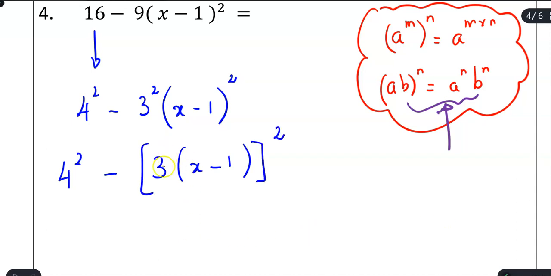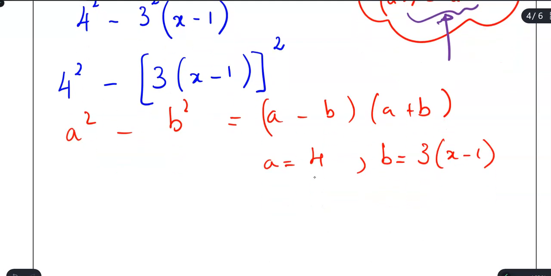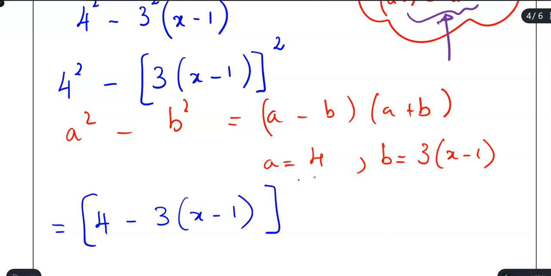So you see that, 4 raised to exponent 2, minus (3 times (x minus 1)), all of it in the bracket, raised to exponent 2. This will reveal the formula a squared minus b squared equals (a minus b)(a plus b). And what is a in this case? A equals 4. And what is b equal to? B equals 3 times (x minus 1). Okay, so then I will write it as (4 minus 3(x minus 1)), this whole thing multiplied by (4 plus 3 times (x minus 1)), close the bracket.